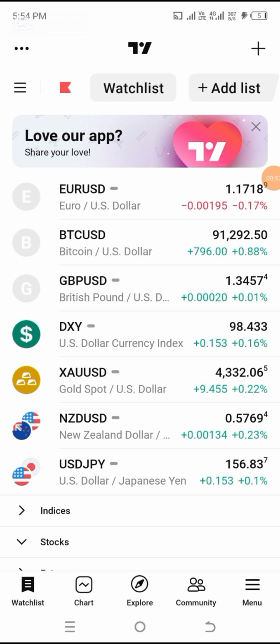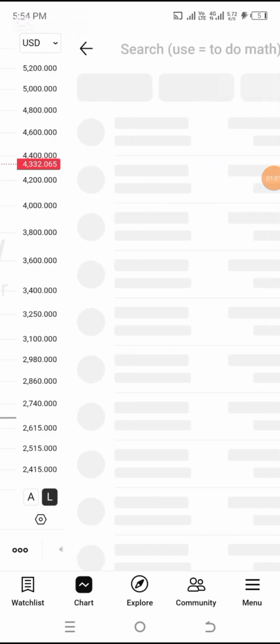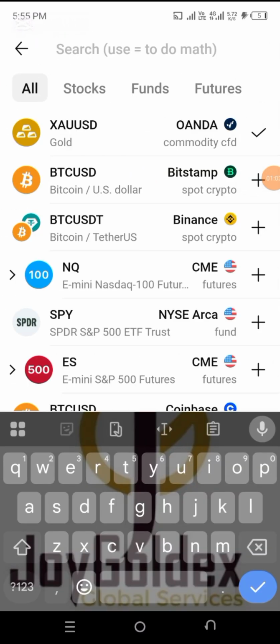This Trading View is where you do all the financial market analysis, be it stock, be it forex. Let me show you. You have stock, you have funds, futures, forex, crypto, indices, bonds, economy, options, and all. Everything that has to do with the financial market, you can check the charts on Trading View.